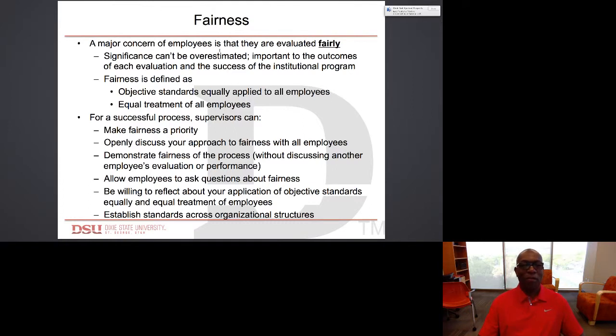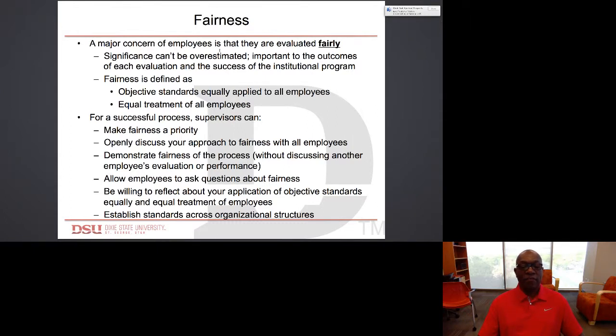Fairness, very important. A major concern of employees is that they are evaluated fairly. Its significance can't be overestimated. It is important to the outcomes of each evaluation and the success of the institutional program. And fairness is defined as objective standards equally applied to all employees and equal treatment of all employees.